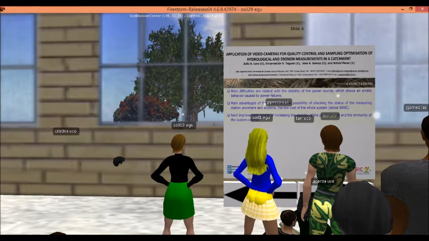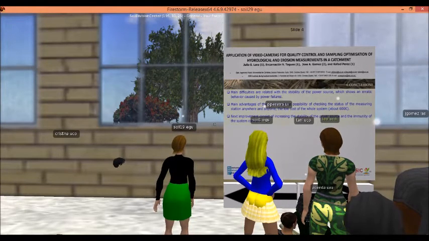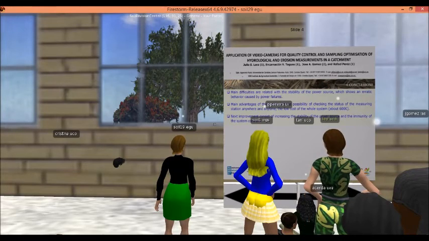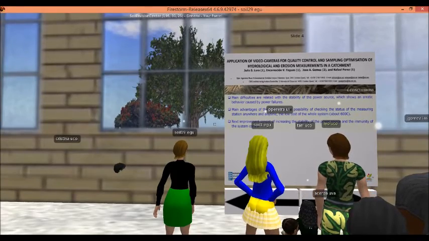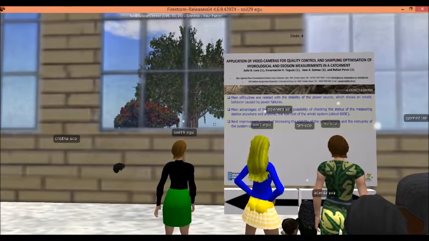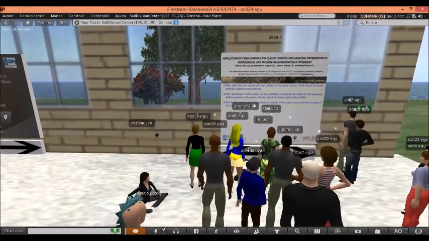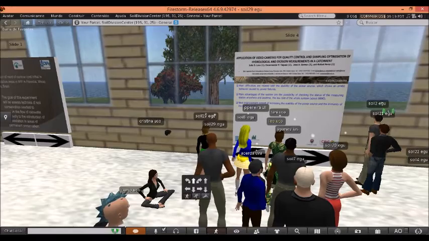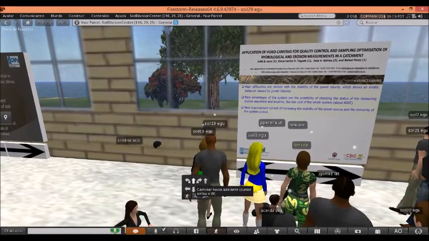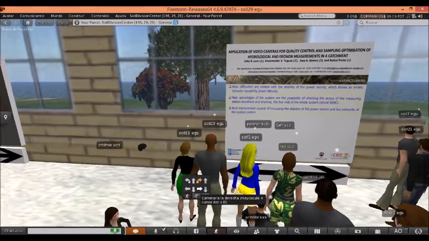Well, in conclusion, the main advantages of this system are its low cost, about 600 euros, and the possibility of storing visual information of the measurement episodes and checking the status of the measuring station anywhere and anytime. However, the main problem is the erratic behavior of the power source, so the future lines of work will be in this way, improving the stability of the solar energy system. This is all.